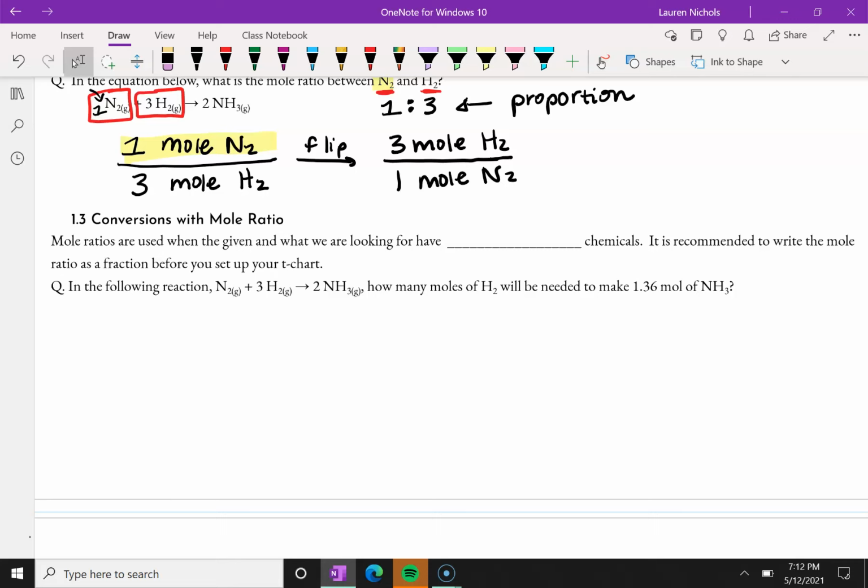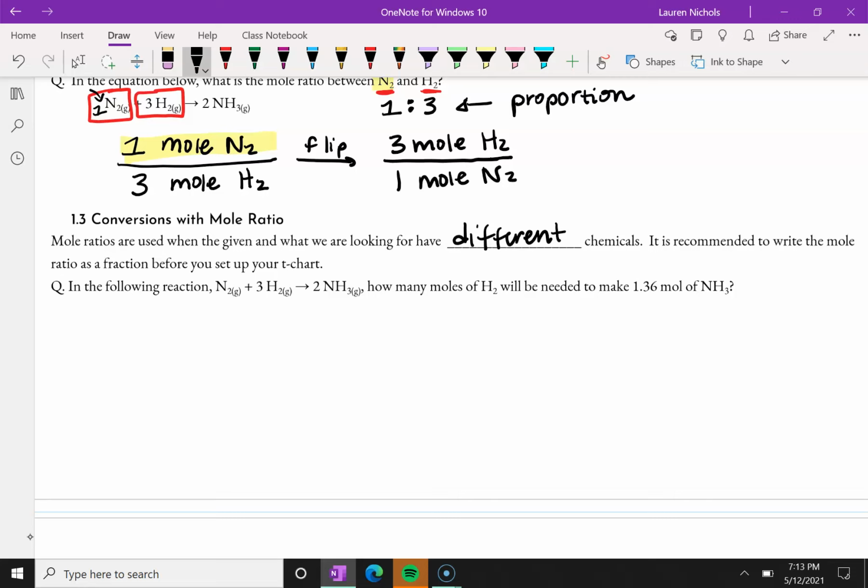Because if I'm trying to make a certain amount of a chemical, I need to know how much of my ingredients I need. And so that's what we use conversions for. And so we're kind of separating them right now into their individual pieces. So mole ratios are used when the given and what you're looking for in the problem have different chemicals. Okay, this is when they have different chemicals. And it's recommended by me that you write your mole ratio as a fraction before you set up your T-chart, because that makes it so much easier on your brain when you're trying to think through your chart.